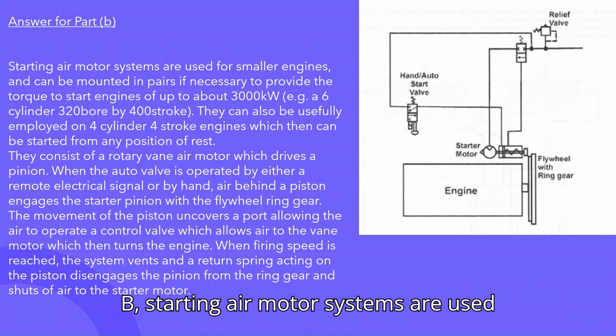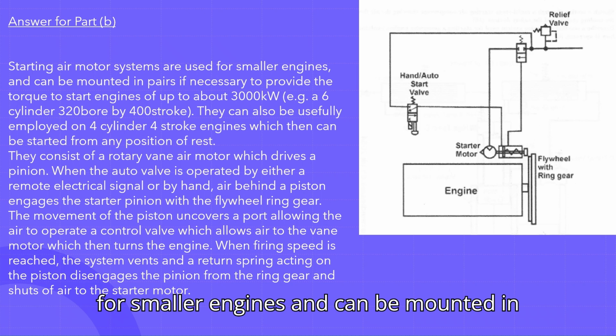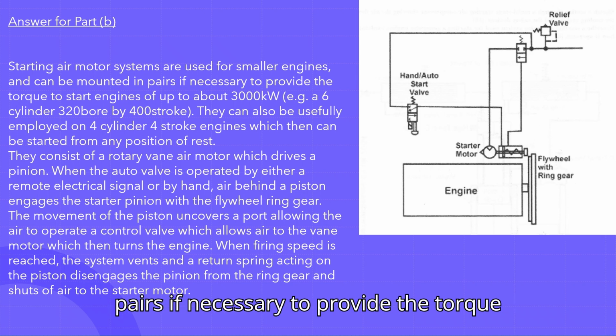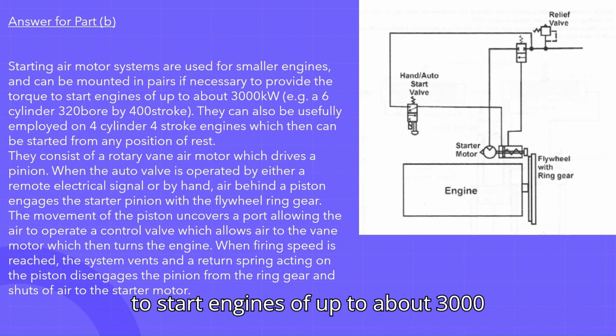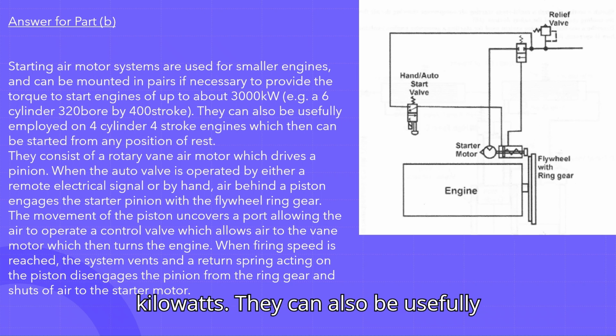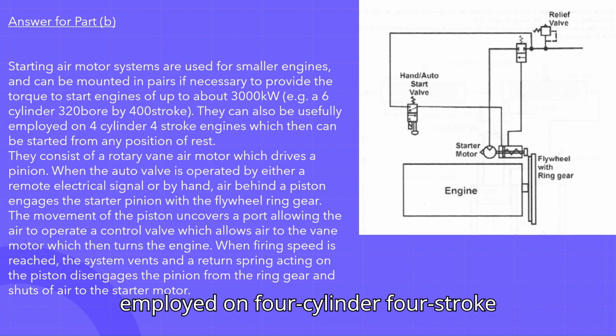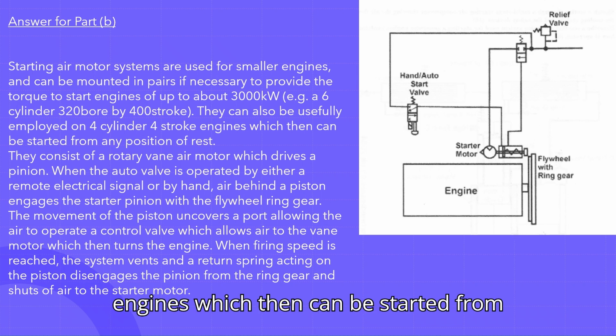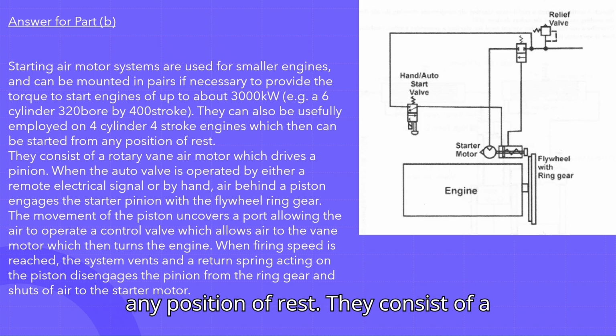For Part B, starting air motor systems are used for smaller engines and can be mounted in pairs if necessary to provide the torque to start engines of up to about 3,000 kilowatts. They can also be usefully employed on 4-cylinder 4-stroke engines, which then can be started from any position of rest.